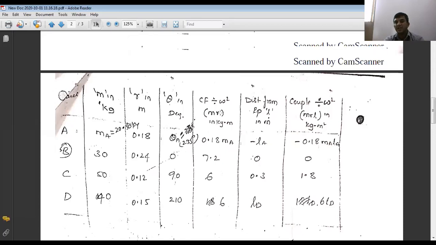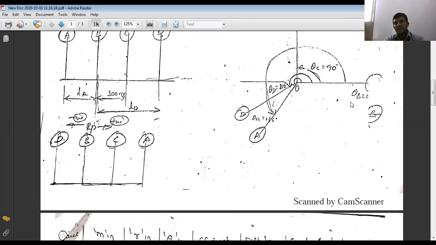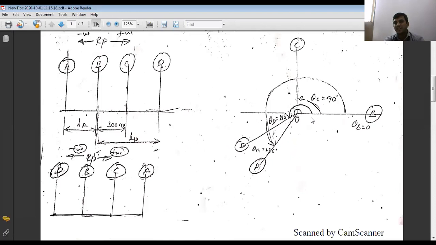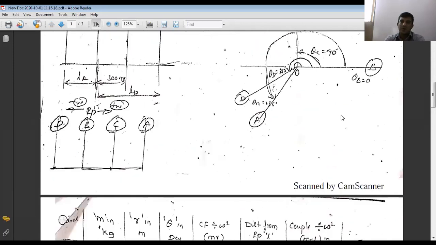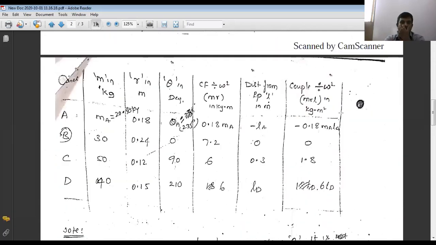Which is the horizontal line here? Mass B is considered as horizontal. For this problem, I consider mass B. We can consider D also, it is possible. Even C is also possible. If you want, you can try to solve in a different method, but finally you will get the same answer. Next, the fifth column, centrifugal force divided by omega square, that is m into r in kg meter, distance from reference plane, then couple divided by omega square, that is m into r into L in kg meter square.